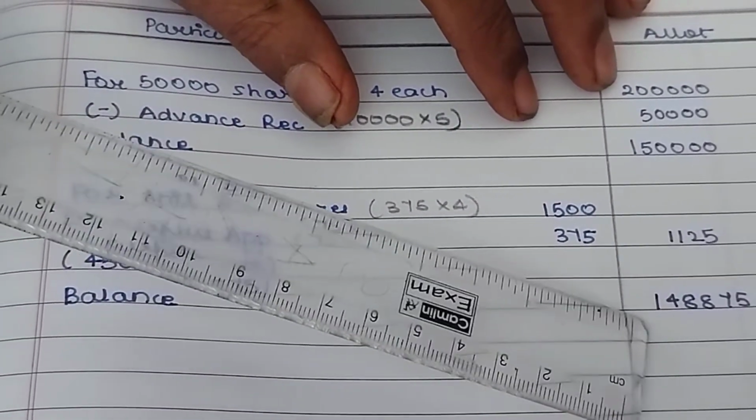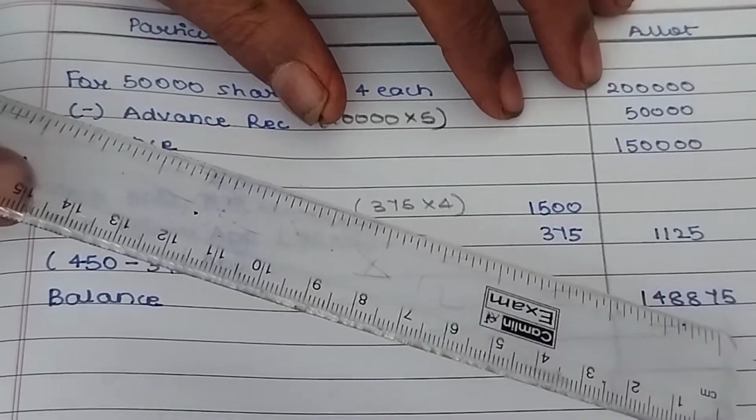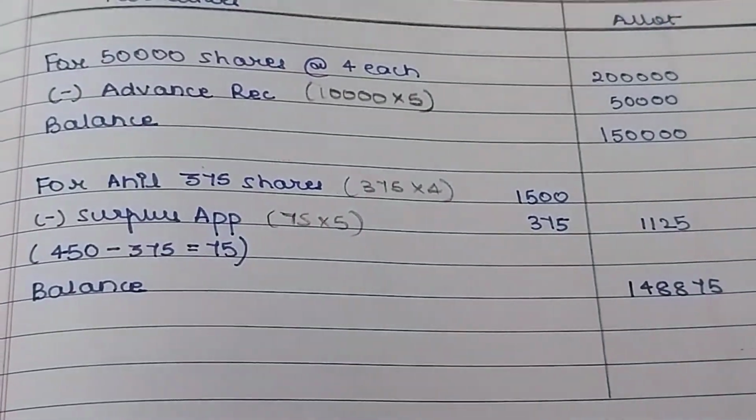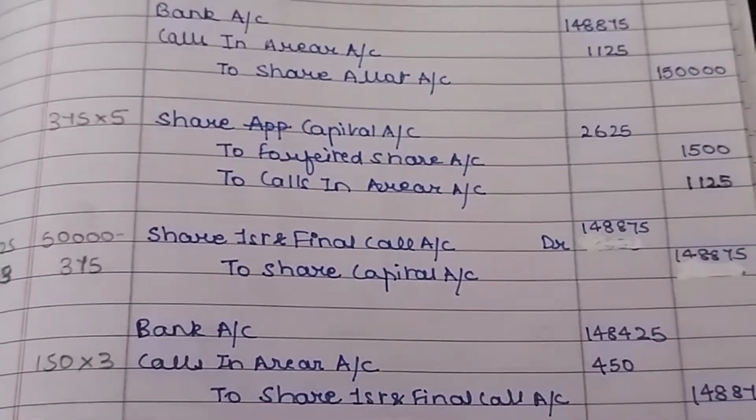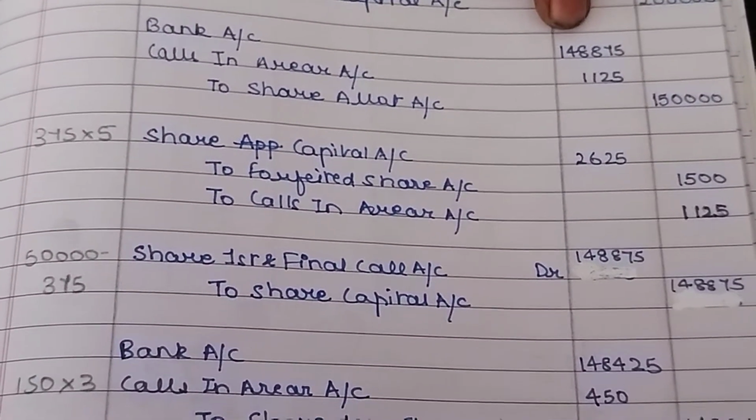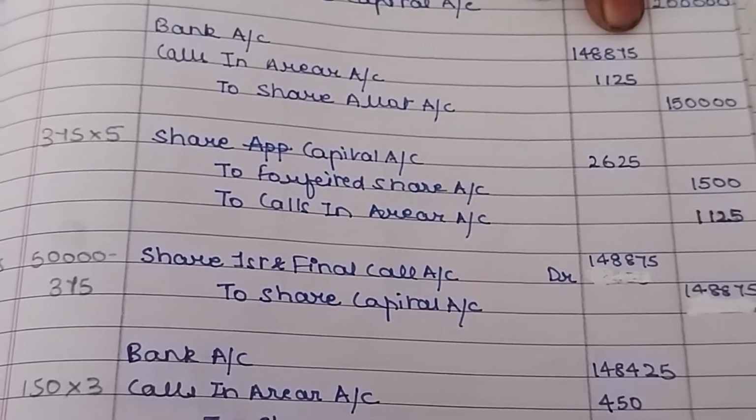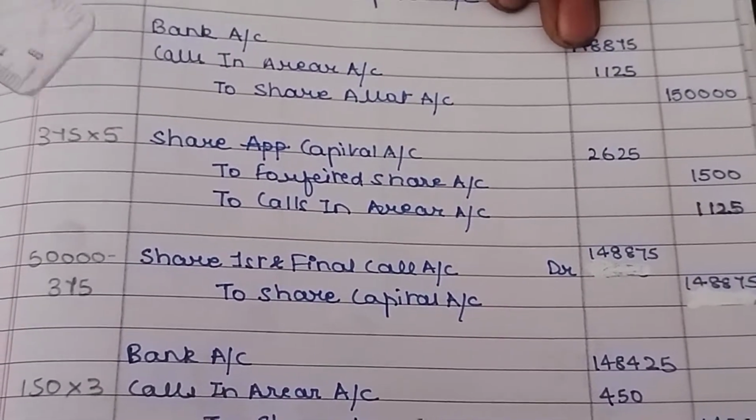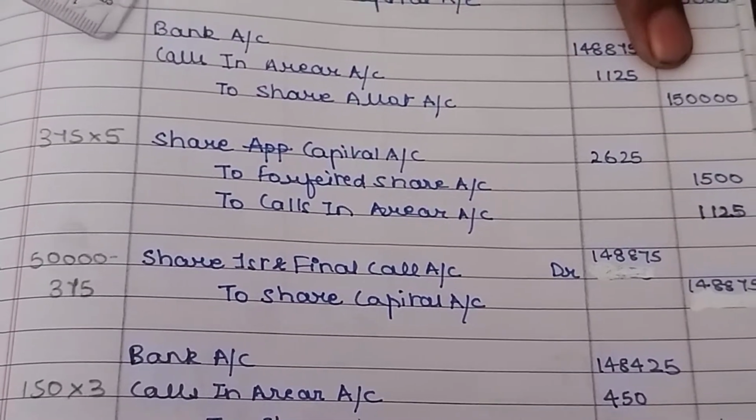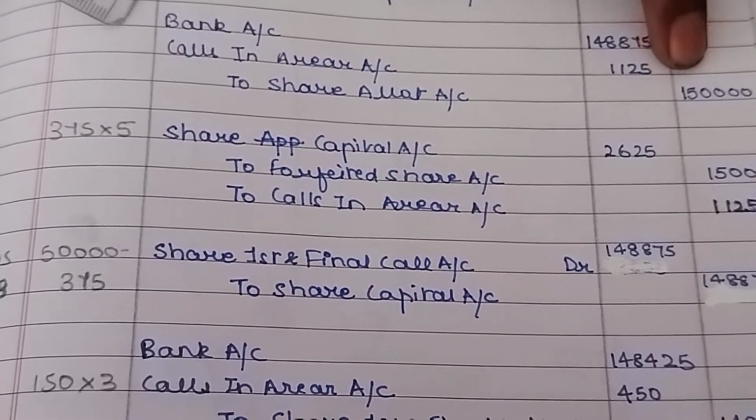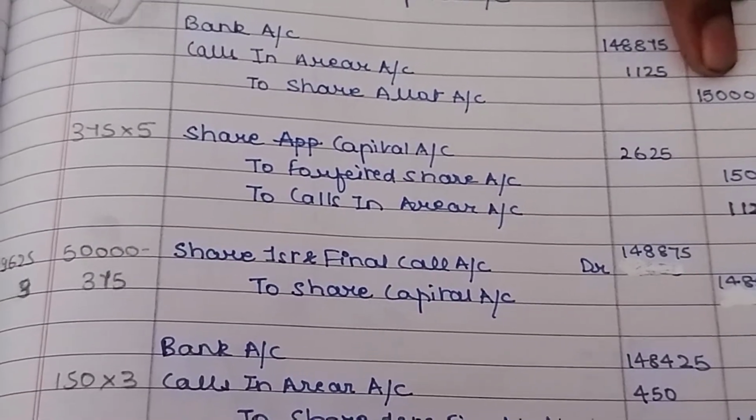1,48,875. That amount we are going to record in our journal entries. Bank account debit 1,48,875. Calls in arrear account debit 1,125. To share allotment 1,50,000. Total of these two you will find 1,50,000.